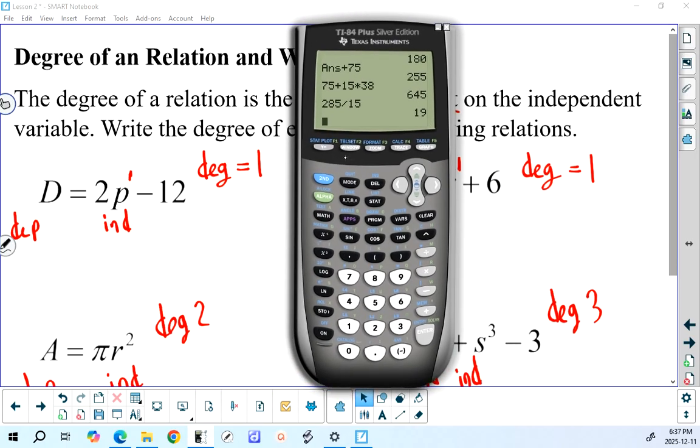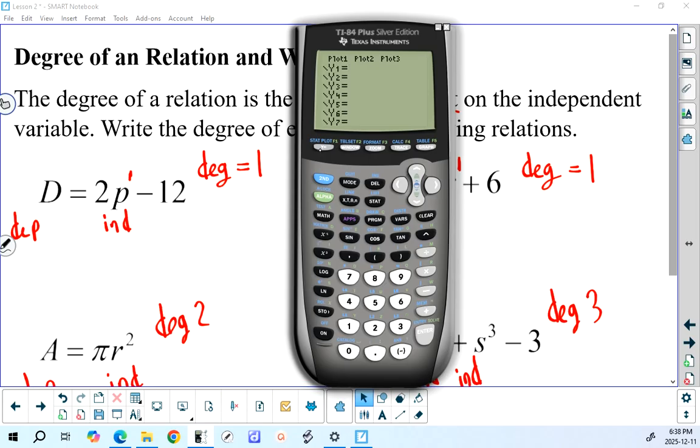First of all, you go to the Y button, which is the top left button in your calculator, and you will see y1 equals, y2 equals, all kinds of different things. If you have anything in there, delete it out. Y is always the dependent variable, so we have to enter 2 times p minus 12. But there is no p. We're going to use x. X is the independent variable.